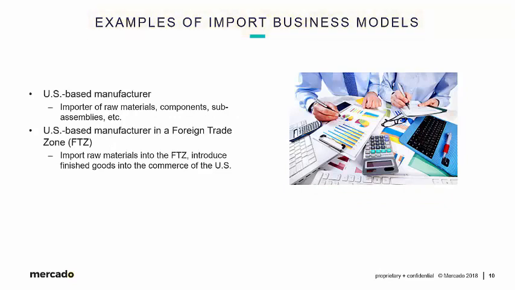Let's start off with the most traditional, a US-based manufacturer who actually makes things in the United States, but they import raw materials, components, sub-assemblies, bring in lots of stuff from overseas. Maybe they buy raw materials domestically here in the United States as well, but we're talking about a U.S. manufacturer that imports its raw materials, produces, and then sells.